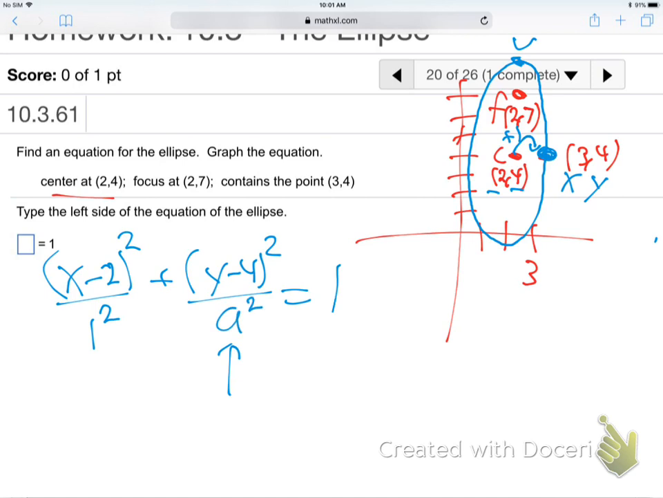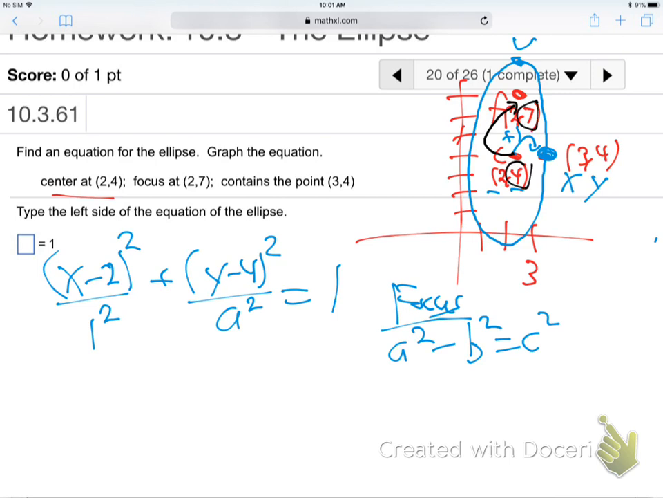It's bigger up, down. Right? A is always the bigger. Okay, so I've got to find A. Can we go to the focus equation? Let's go to the focus equation like we always do. A squared minus B squared is C squared. What is C? How far is it from the center up to the focus point? From 4 to 7? 3.